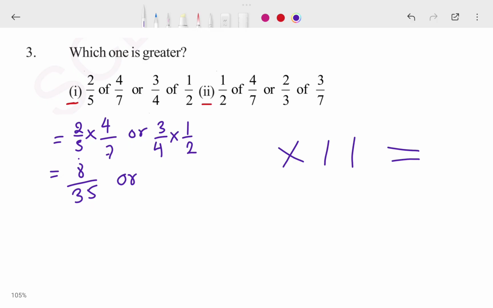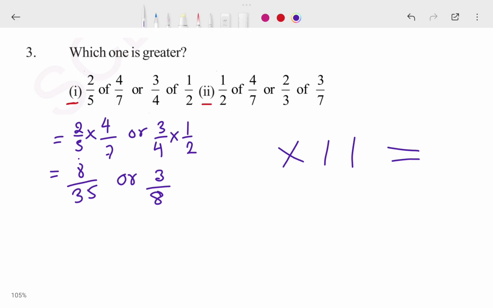Now let's see vertically. 3 and 4 will divide? No, it cannot be divided. 1 and 2, it can divide, but the answer will be same. So here we can see, now it does not have to be divided, so we can multiply here. So 3 into 1, that's going to be 3, and 4 into 2, that's going to be 8. Now you can see our answers are 8 by 35 and 3 by 8.